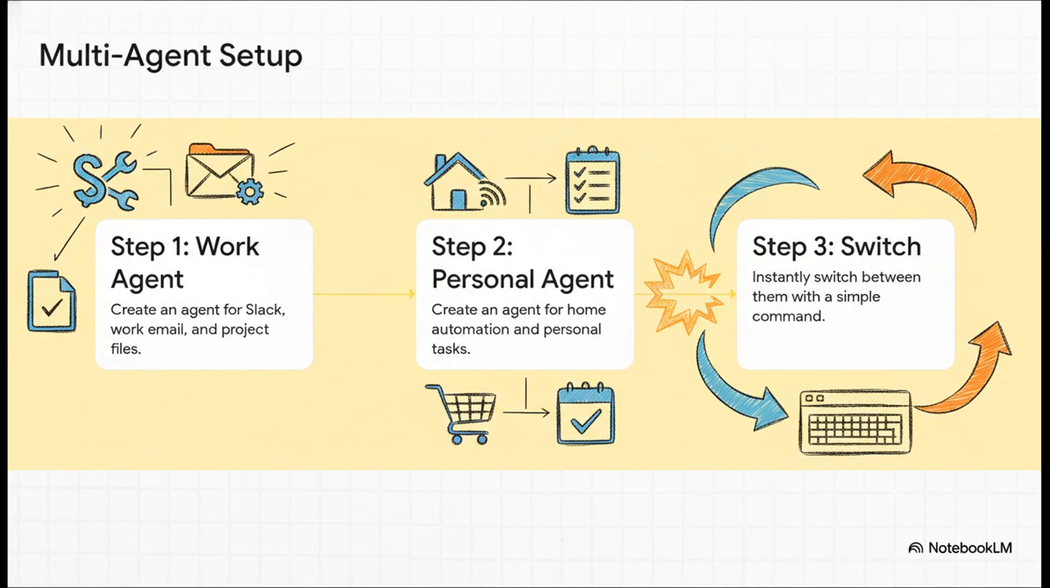And you're not stuck with just one giant all-knowing agent either. You can actually create different personas for different parts of your life. So you could have a work agent that only gets access to your work Slack, your work email, and your project files. And then you can have a separate personal agent for your home automation and hobbies. A simple command lets you flip between them, keeping those two worlds completely separate and secure.